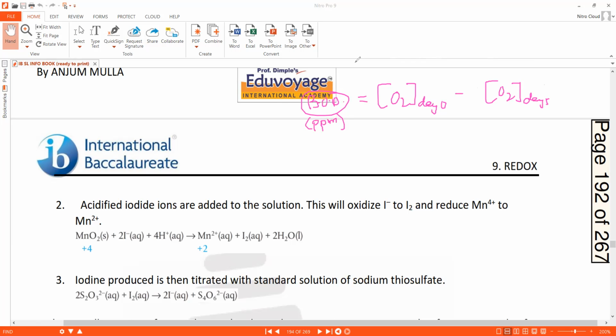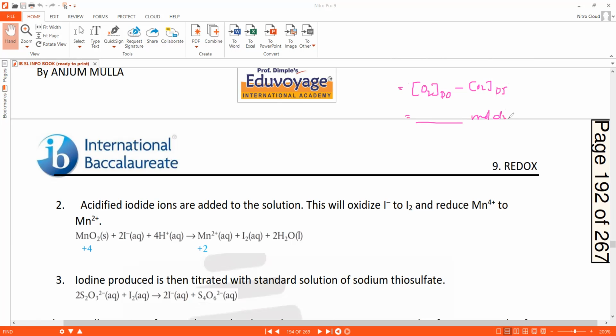If I subtract the oxygen concentration on day 5 from the oxygen concentration on day 0, I will get the BOD in mole per decimeter cube. But how do I convert that to parts per million? As I said, you just need to convert it into milligram per decimeter cube, and milligram per decimeter cube is parts per million. Now we'll see how to convert mole per decimeter cube to milligram per decimeter cube.